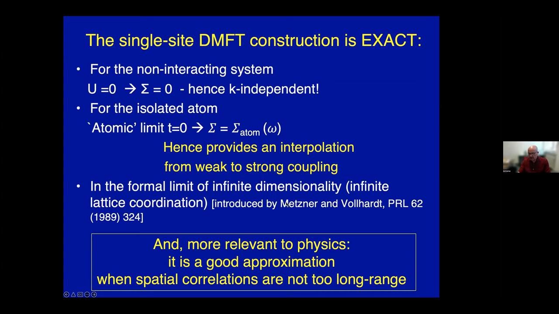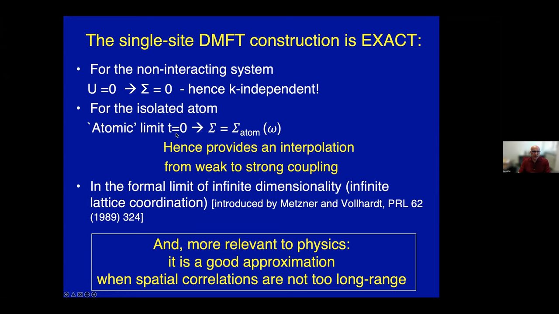Okay, so you can ask, how do I know this construction is any good? And to answer this question, you can first and foremost look at a few limiting cases. So the first limiting case is U equals zero. So for U equals zero, obviously our assumption is not an assumption because the self-energy is zero and hence it's obviously k-independent. So by construction, DMFT is exact when U is zero.